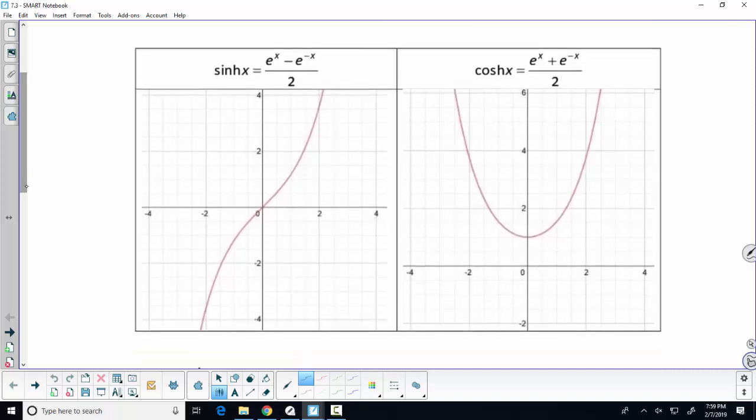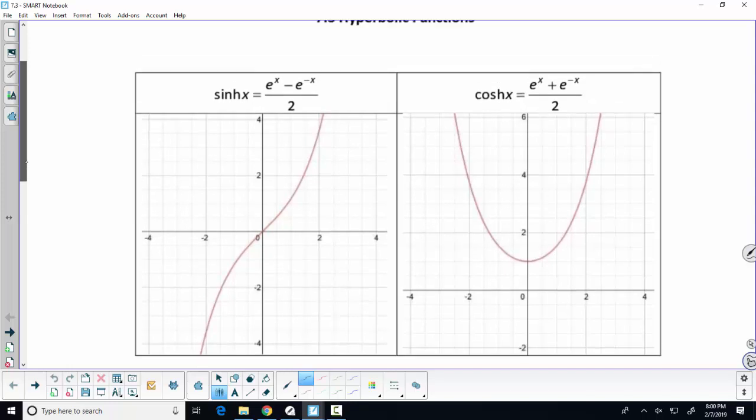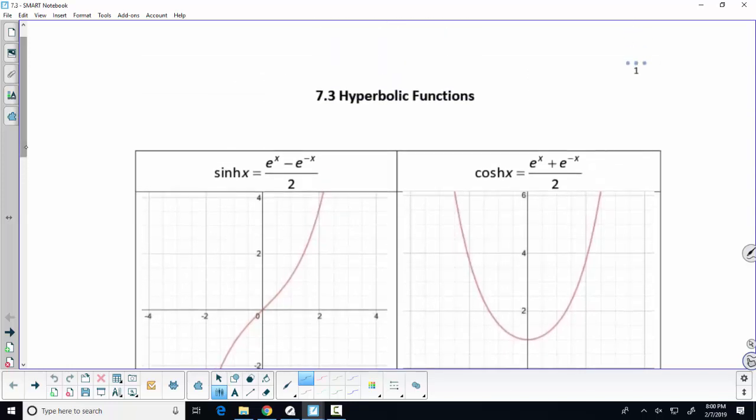Before we actually look at that, though, this is how we define the hyperbolic trig functions. Just like the circular trig functions, all of the other ones are defined in terms of sine and cosine, right? Their reciprocals or their quotients of sine and cosine. The same thing is applied to the hyperbolic trig functions. Hyperbolic sine and hyperbolic cosine are the main ones. Everything else is built off of them.